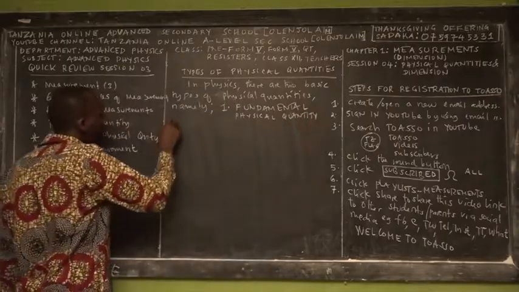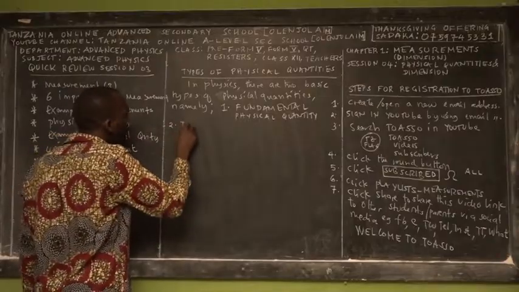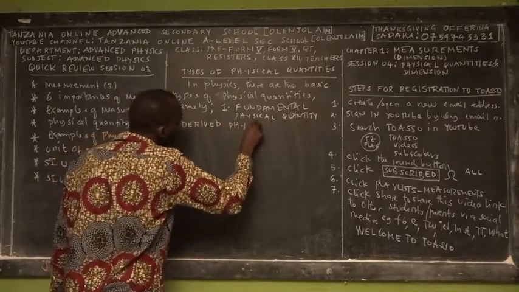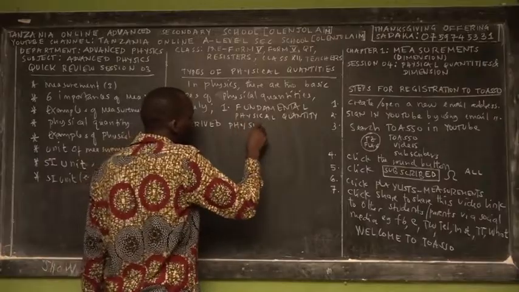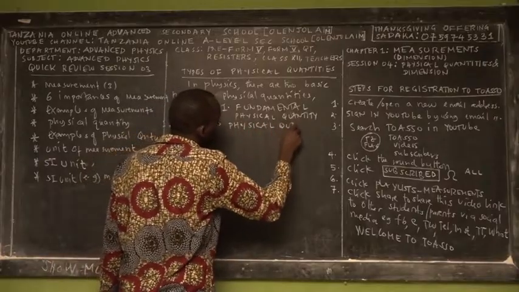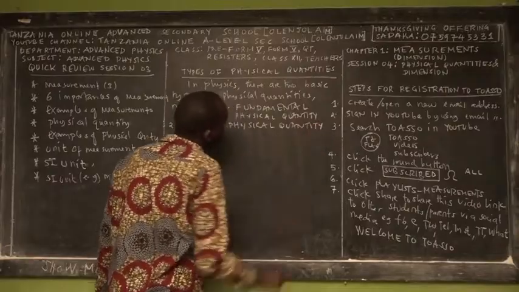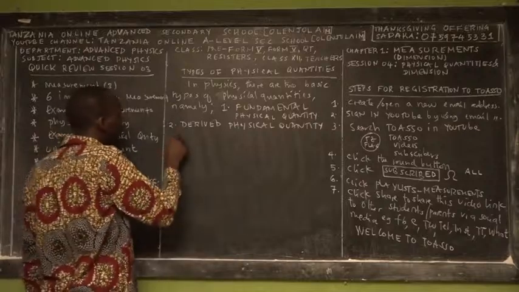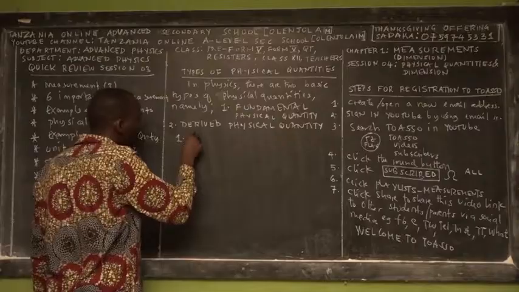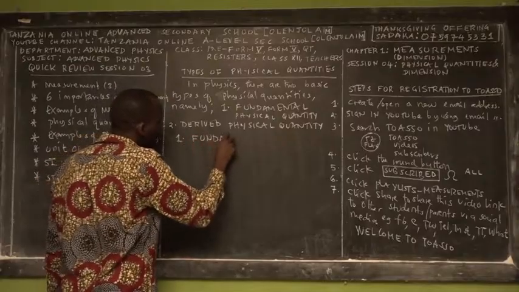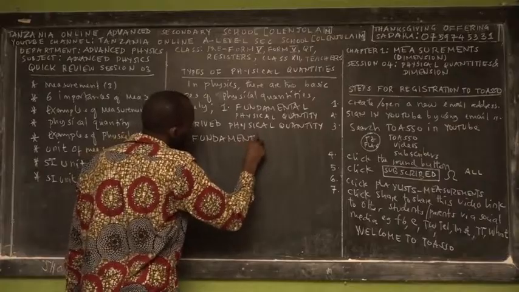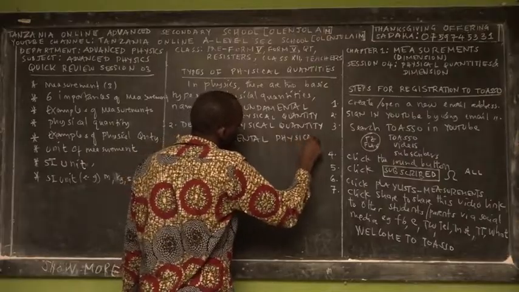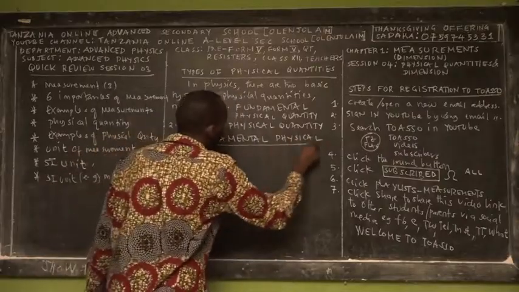Fundamental physical quantity, and the second one is called the derived physical quantity. So these are the two types of physical quantity. The first one, so let us study the first type of physical quantity: fundamental physical quantity.